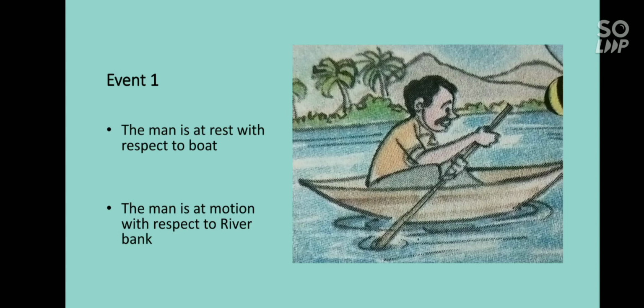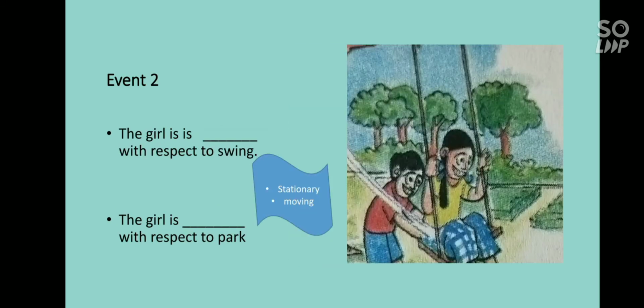So this motion or state of rest depends on the point of view. That is, it depends on the observer's point. Let's see another example, the same swing example.